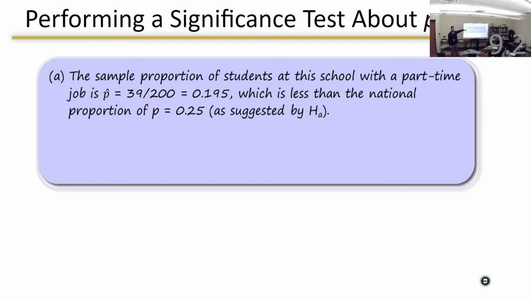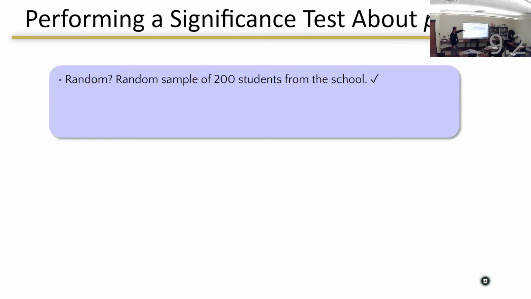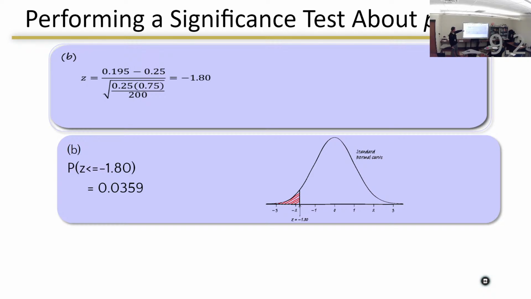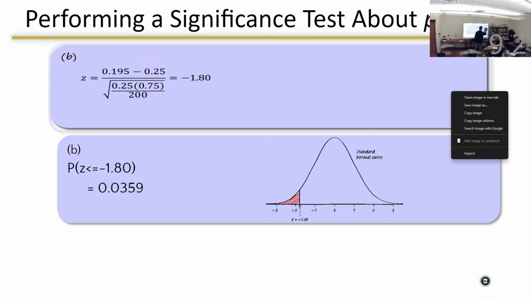That was proving that I had some evidence. There's the conditions: random, 10%, large counts. There's the Z critical value. There's Z less than negative 1.80. They drew it over there. You can draw it if you want to. You don't have to, right? I think it's good to, but I don't think it's required. If that was the only thing they asked, I would probably draw it.